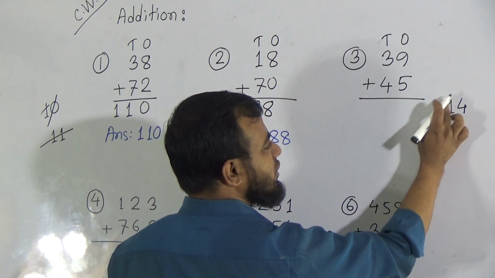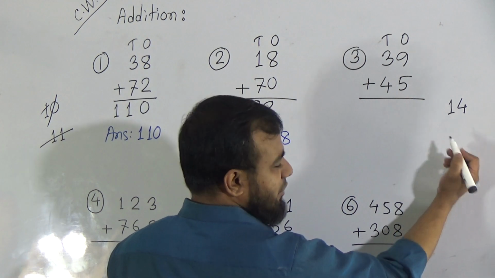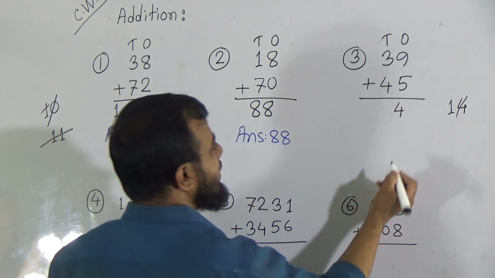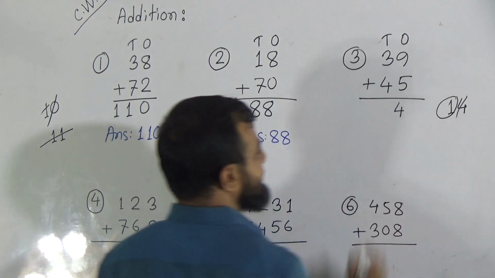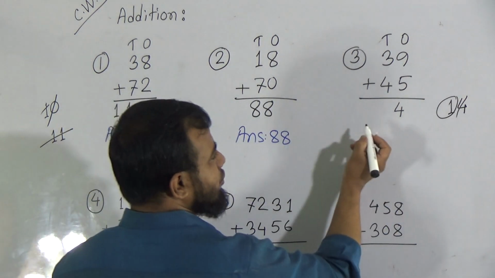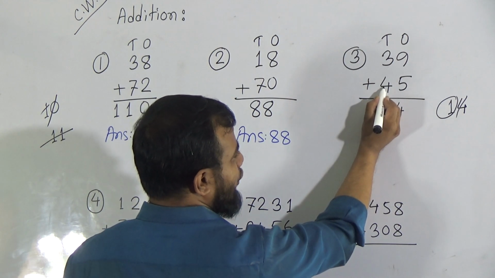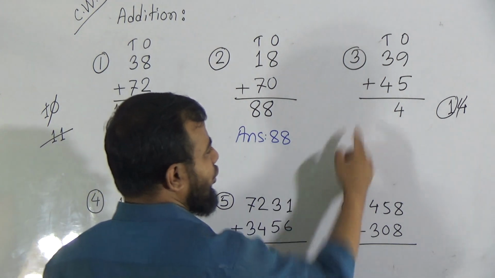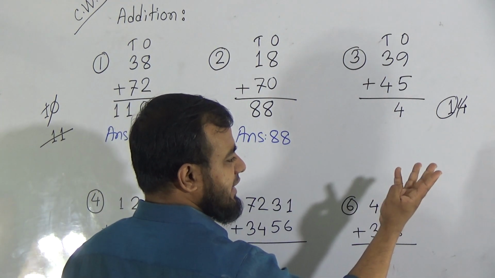So, 14 is a 2-digit number. That means we can write down only this ones place 4 here in the ones place. And 1 is carrying in our hand. Now, we need to add the tens place digits. It's 4 and 3. If we add 4 with 3, how much will it be? 4 and 3. 4, 5, 6, 7.